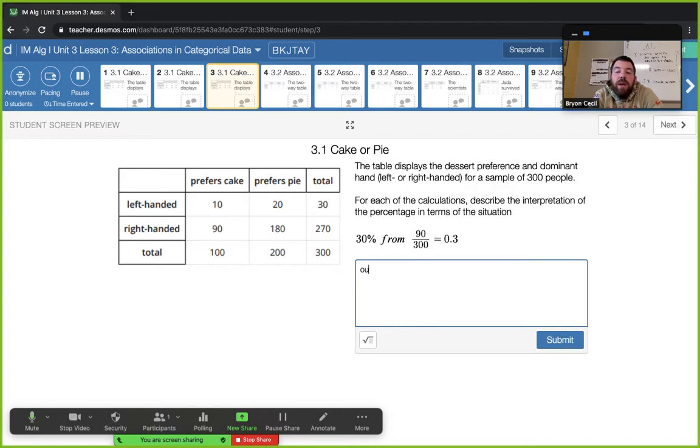So out of the 300 person sample, 30% or 90 of them were right-handed and preferred cake. Because we can see here, here's the 90. Don't get confused and see the 30 here and think that's what it is, but it's the 90 here. This 90 is the group that preferred cake and were right-handed.